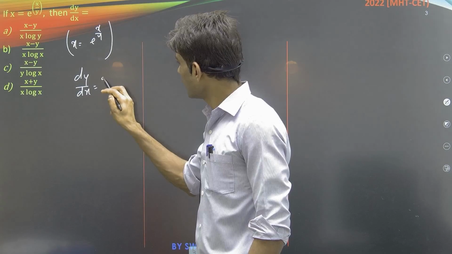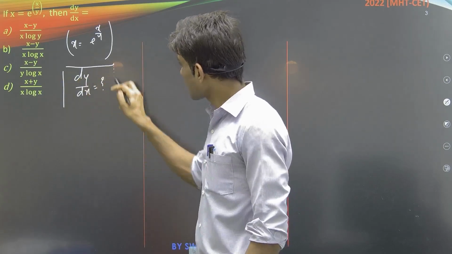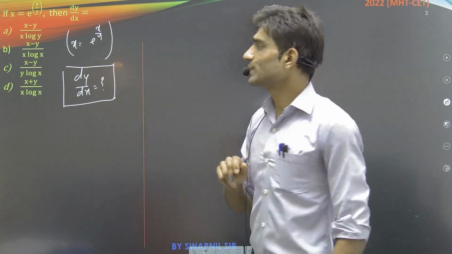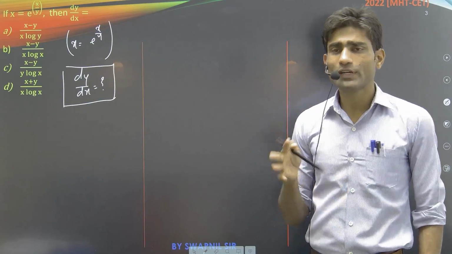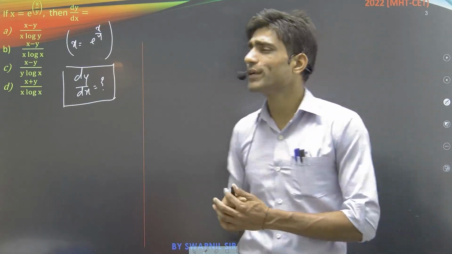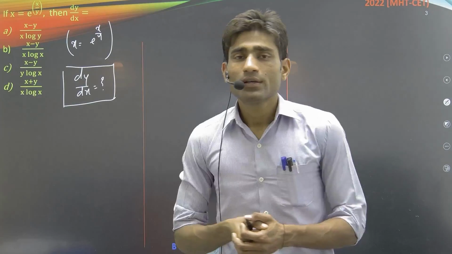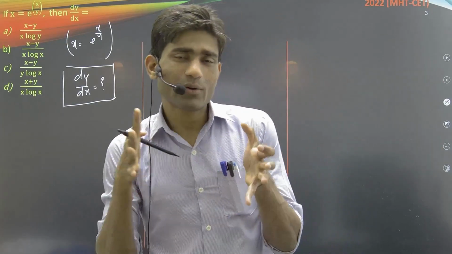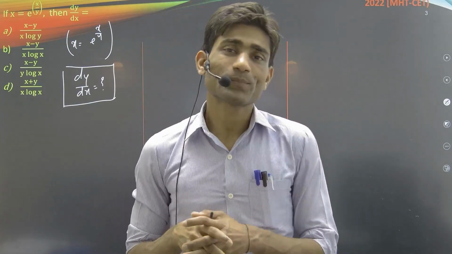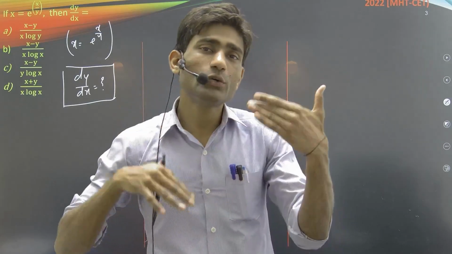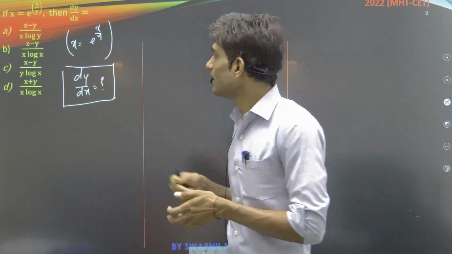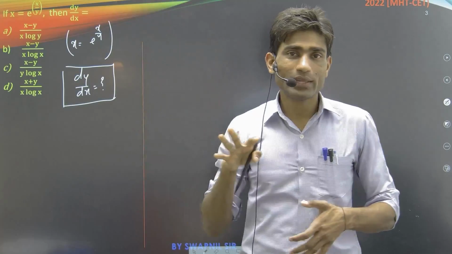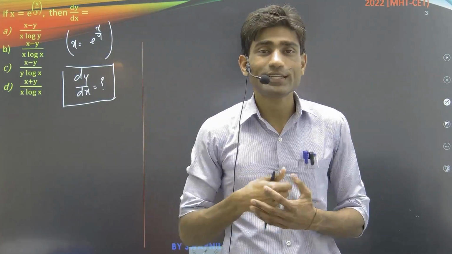We want the value for dy by dx. Okay, so this one we want dy by dx, and the function is in the form of x equal to e to the power x by y. If we observe our given function carefully, it is a function to the power function. Like e to the power x by y is given, that means function to the power function is given here.